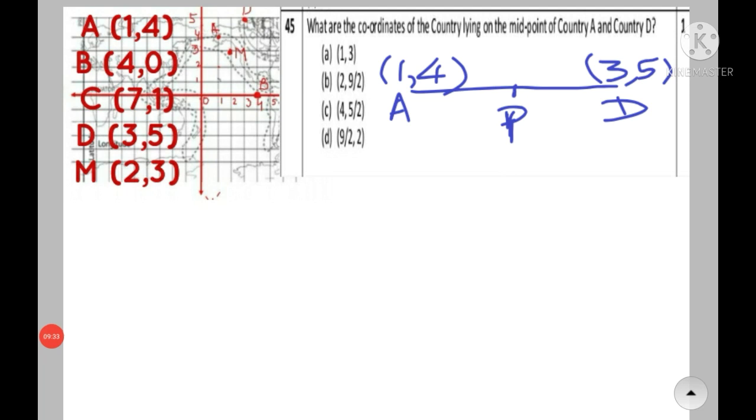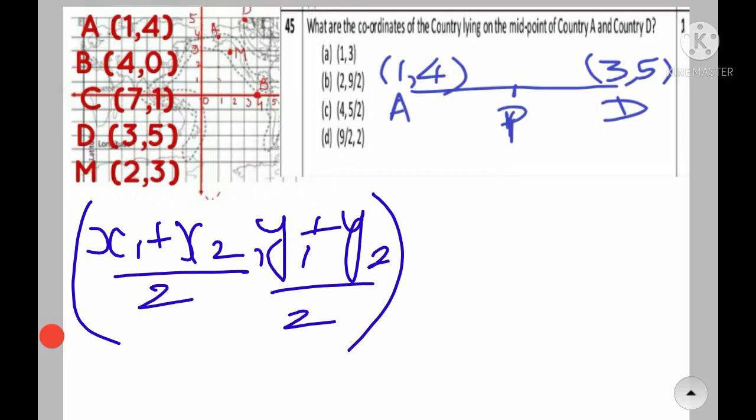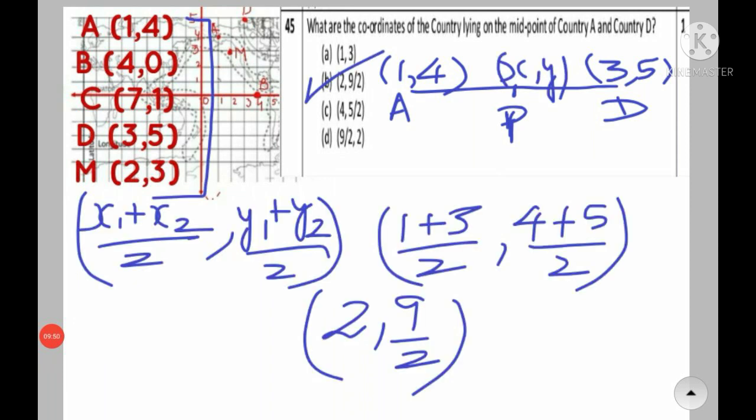In question number 45, we have to find the coordinates of the country lying on the midpoint of country A and D. So we have the coordinates of A and D. Let P be the midpoint. So let us write down the formula: (x1 plus x2)/2, (y1 plus y2)/2. Now let's put in the values: (1 plus 3)/2 and (4 plus 5)/2, which gives me (2, 9/2). Hence clearly B is the right option.